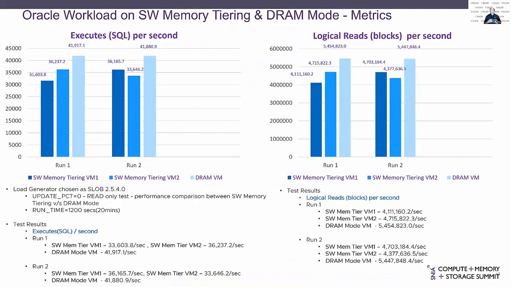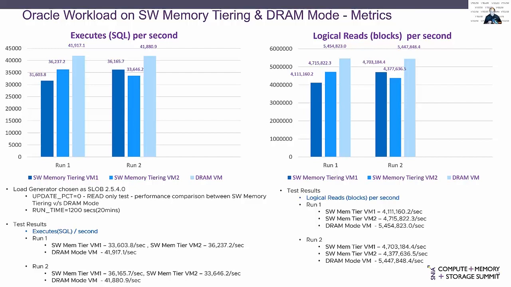And we ran a lot of tests, and I'll be going through some of the metrics in this session today. But even before I do that, the load generator that we chose as the workload generator that ran against these three virtual machine databases was SLOB. SLOB stands for Silly Little Oracle Benchmark, and it's an industry standard workload generator. There are some settings that I would like to call out.